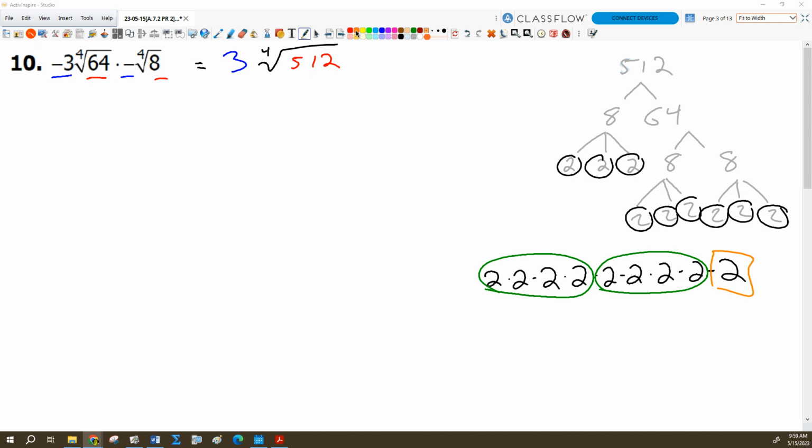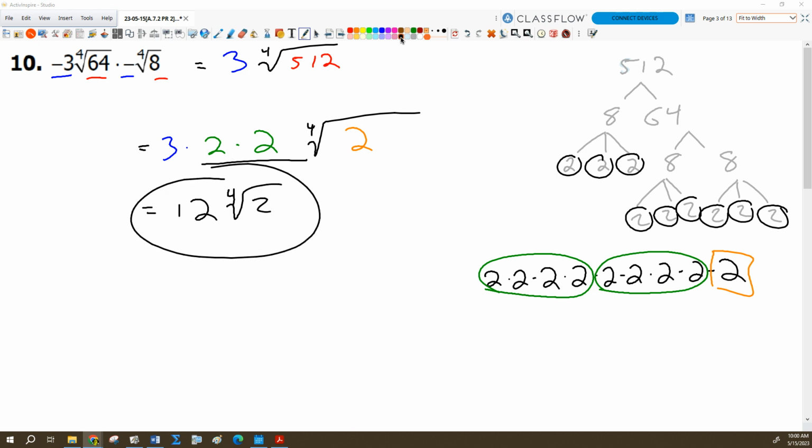There's a single, right? So we end up with, we've got our 3 that's already out front. Outside, we're going to get a 2 and another 2. And inside, we get a 2. Right? So there's our answer then. We just end up with 12 times the 4th root of 2. Okay. Give me thumbs. Is that making sense?